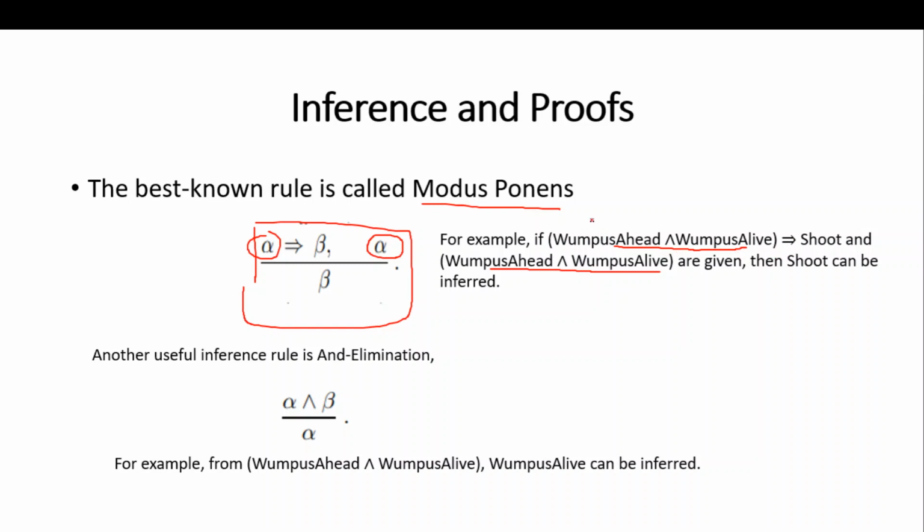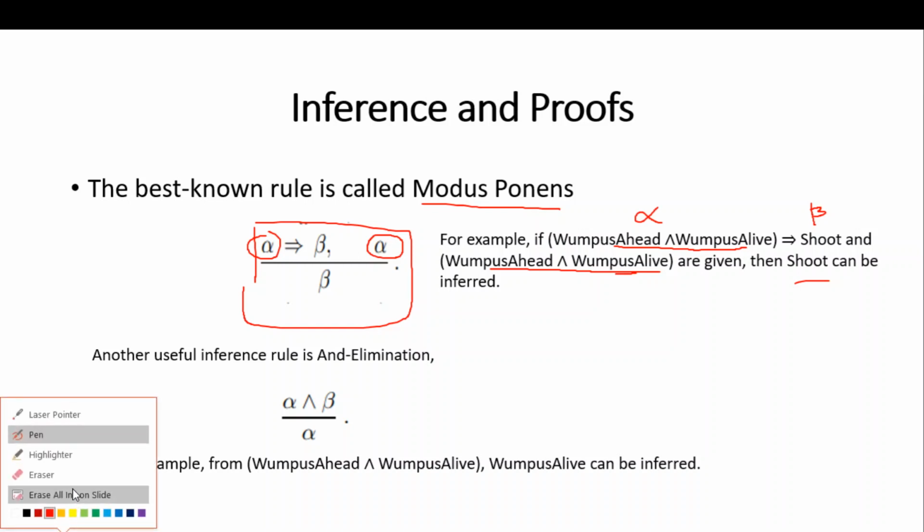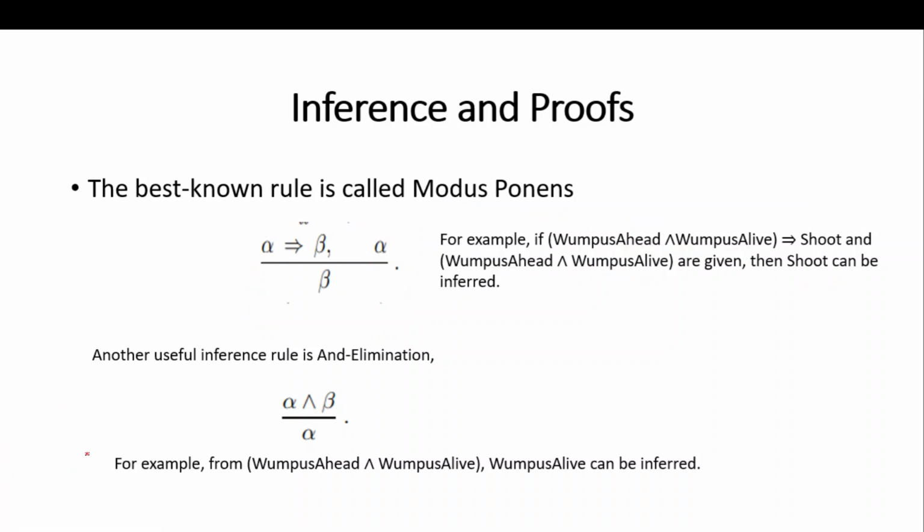So assume it is given like this: if Wumpus ahead and Wumpus alive, which implies shoot. This is a rule. Here, Wumpus ahead and Wumpus alive is alpha, and whatever comes after the implication, shoot, is beta. Now assume that alpha is given, that is, Wumpus ahead and Wumpus alive is given. Then it means that you have to shoot. Shooting is inferred automatically. So this rule is called modus ponens. This is a very important rule. You should remember this.